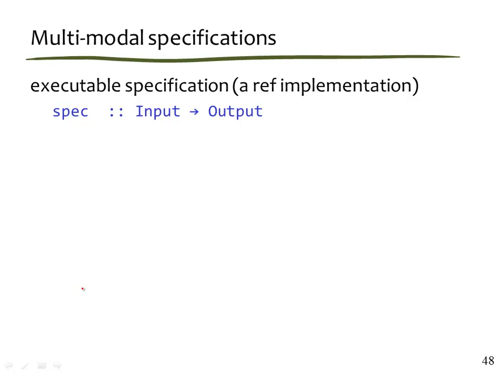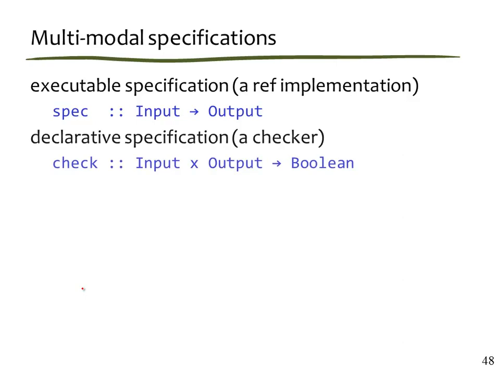So for a merge sort, a reference implementation could be a bubble sort or insertion sort. The other one is what you could call declarative or a checker. It's a predicate that accepts input and output and answers whether output is a correct value for the input. So sorting might be easy to state that way. You say the output is sorted and a permutation of the input, okay?